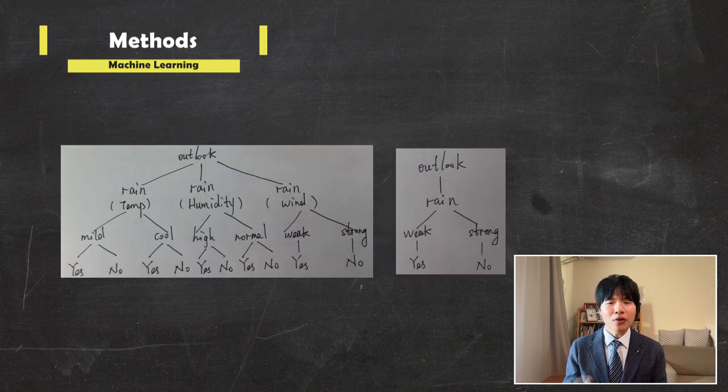Now, let's look at rainy weather. After the corresponding operations, we get the pruned tree on the right. Finally, we arrive at our final decision tree diagram.